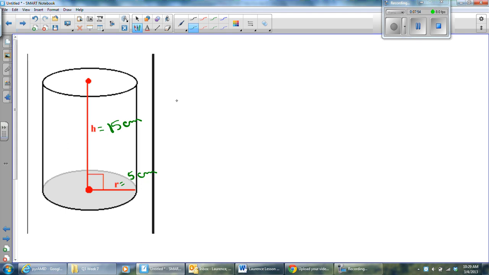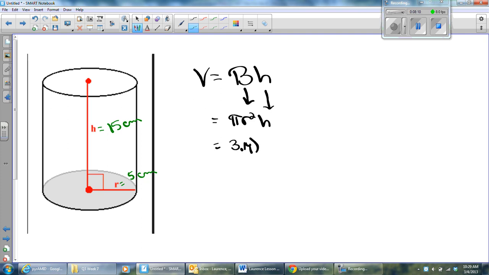Let's do a cylinder. Again, we're still going to use V equals capital B H, only this time capital B will be found by doing pi r squared. Okay, and then we're going to multiply by the height. So pi is approximately 3.14. R is 5, squared. And then we've got to multiply by 15. And that will get us our answer.